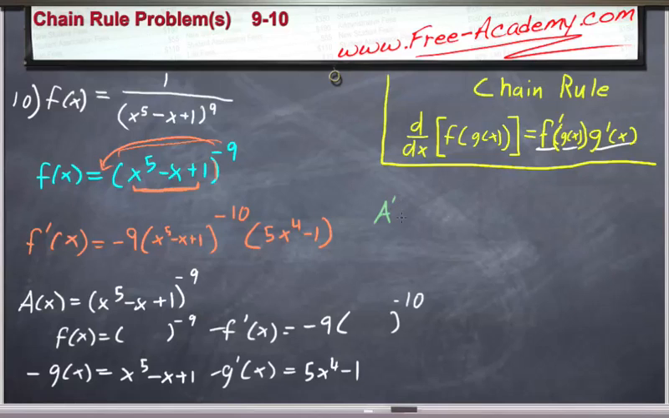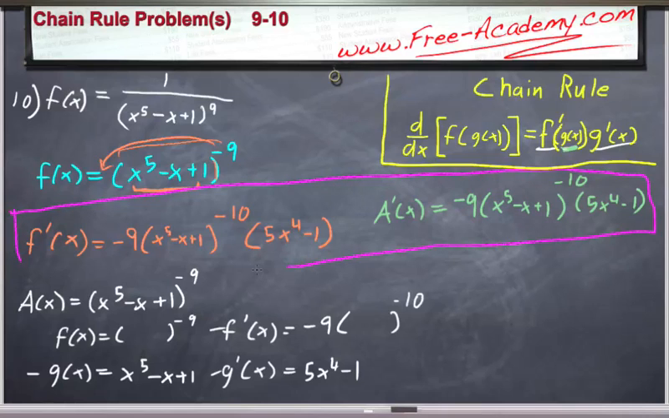The derivative of a of x is going to equal f prime, which is negative 9 parentheses to the negative 10th, multiplied by g prime of x, which is 5x to the fourth minus 1. And inside the parentheses we put g of x, which is x to the fifth minus x plus 1. The most important part is that the answers are exactly the same, which we like.